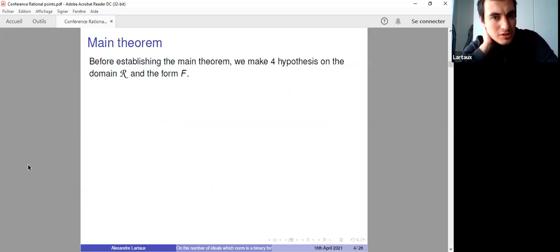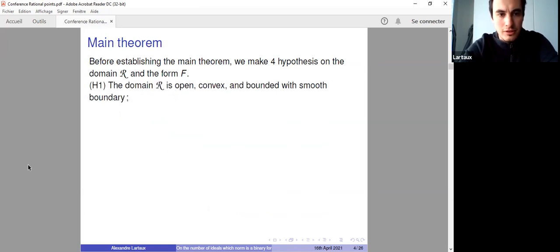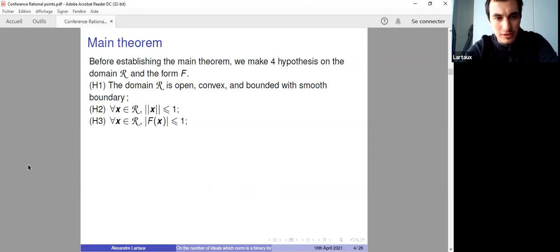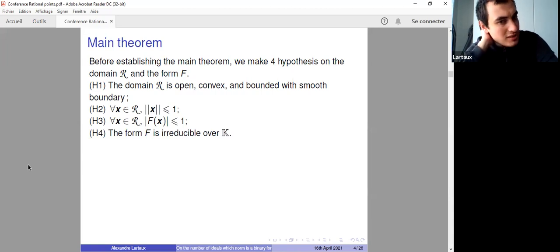So before establishing the main theorem, we make 4 hypotheses on the domain R and the form F. First, the domain is open, convex, and bounded with smooth boundary. Second, we have for all x in R, the norm of x is less than 1. Then f of x is also less than 1. And the fourth hypothesis is the form F is irreducible over K.